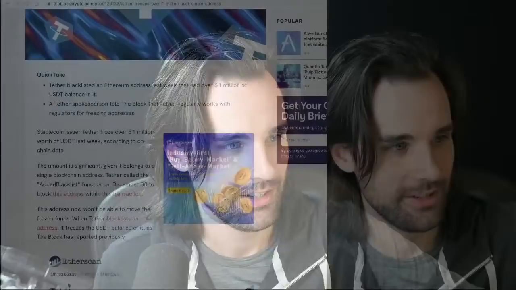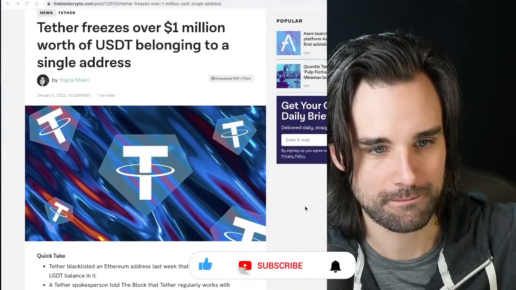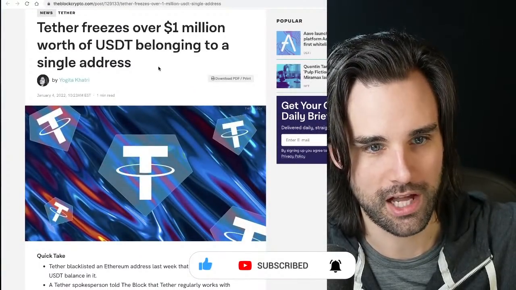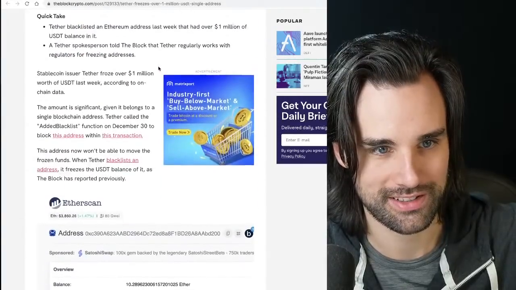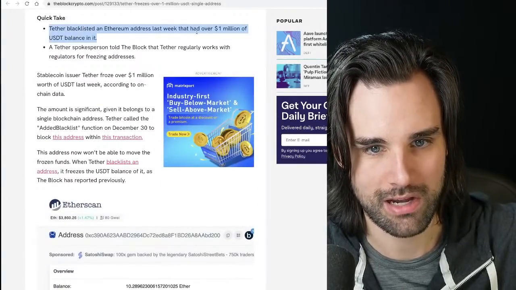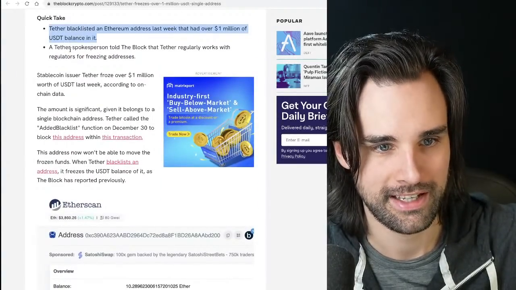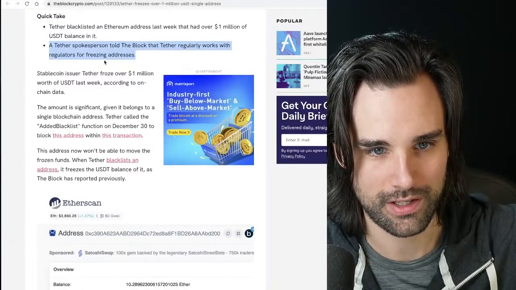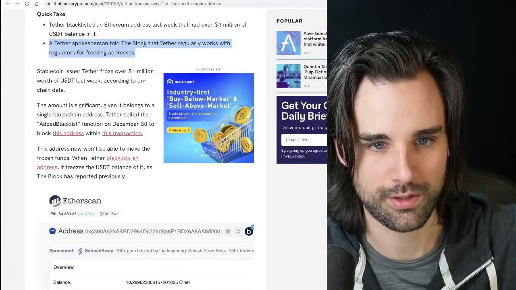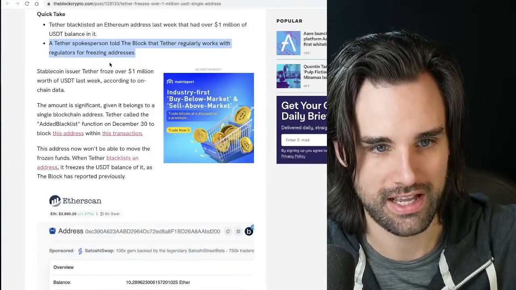Okay, so speaking of censorship resistance in DeFi, or transparency, all type of stuff, we did see this story come out yesterday about Tether freezing over $1 million worth of USDT belonging to a single address. Tether blacklisted an Ethereum address last week. It had over $1 million in it. A Tether spokesperson told The Block that Tether regularly works with regulators to freeze addresses.